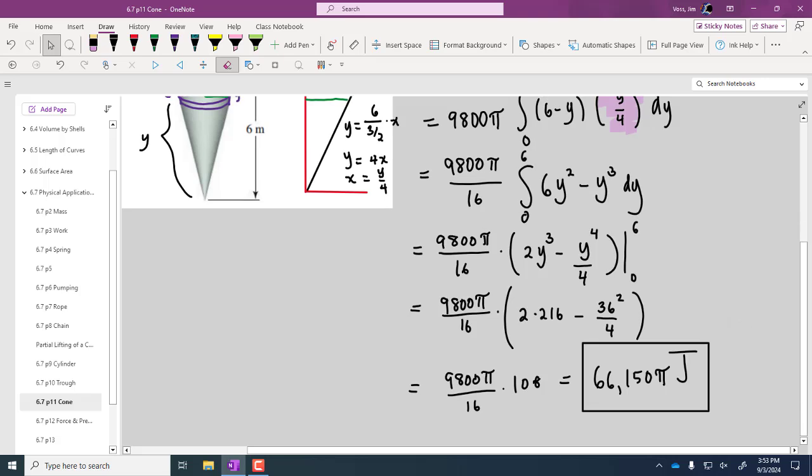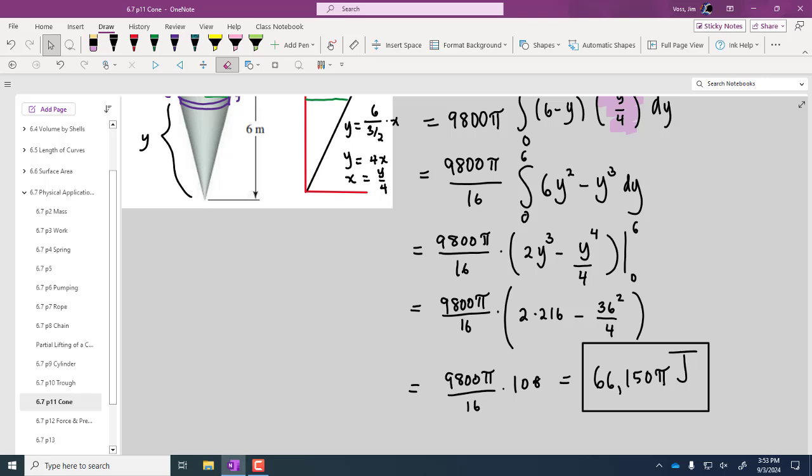So, yeah, cone, a little bit harder than the cylinder, but not as hard as the trough. So we've done the three-dimensional cases in all three examples. We've done the cylinder, we've done the cone, and we've done the trough. So the three-dimensional case, in a lot of ways, is easier than the one-dimensional case. Let's go back to the one-dimensional case.